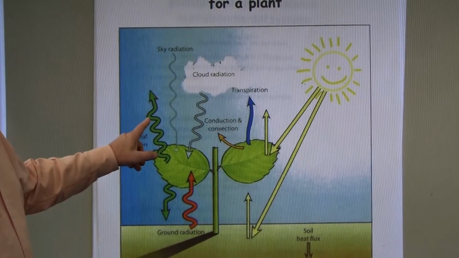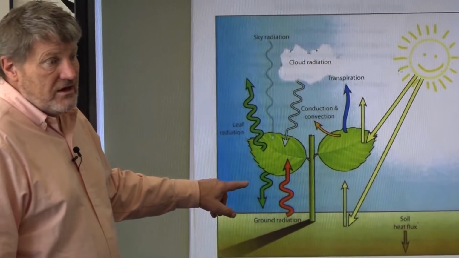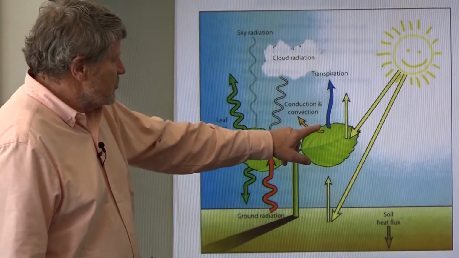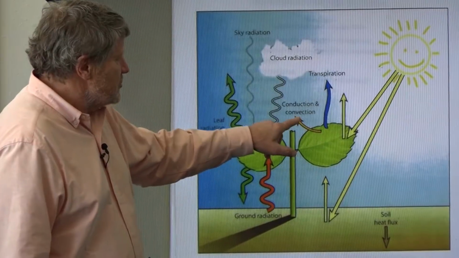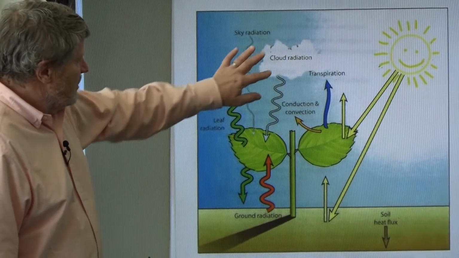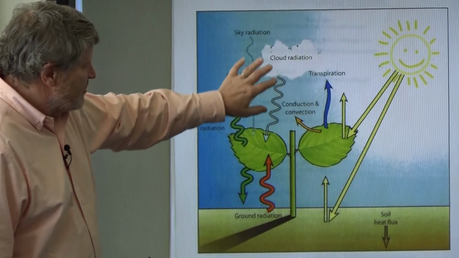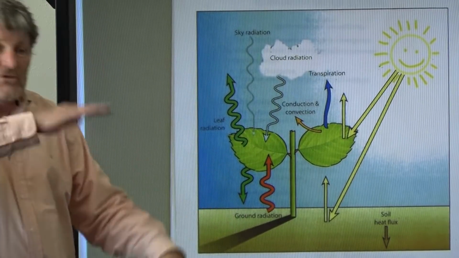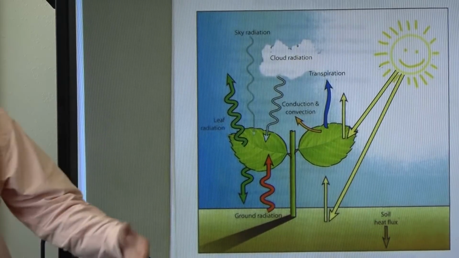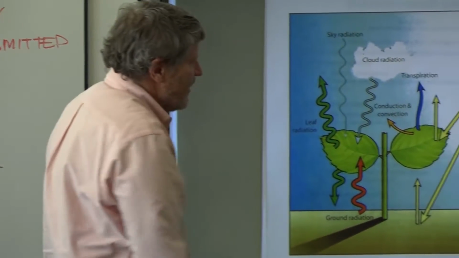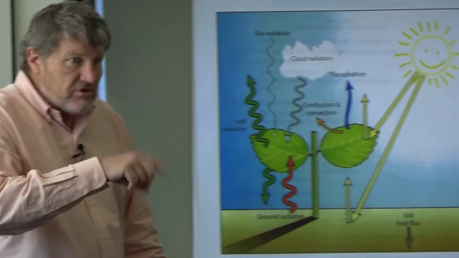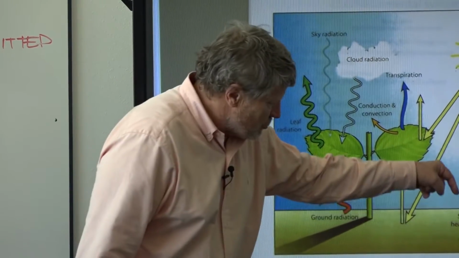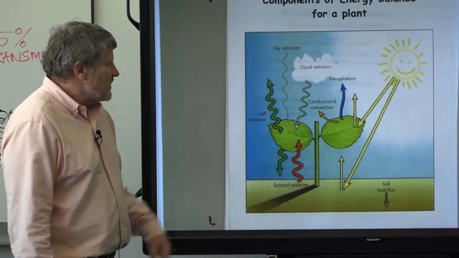These big fat curvy lines are what we're going to talk about today, long wave radiation, calculating these. And then of course we've got outgoing transpiration, conduction, convection, and here's some long wave components coming into the leaf. Long wave means the wavelengths are long, and so we draw those with curvy lines, and short wave is the wavelengths are short, so we draw those with straight lines. And then finally here's soil heat flux when we calculate that.